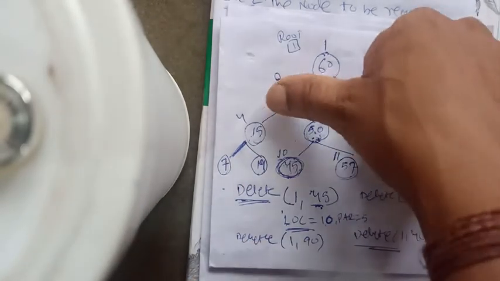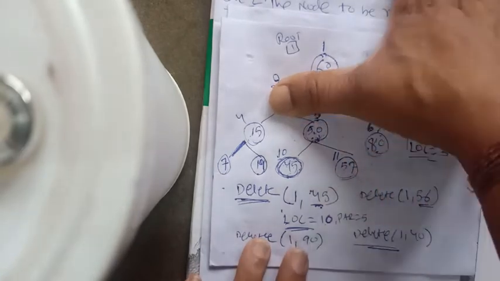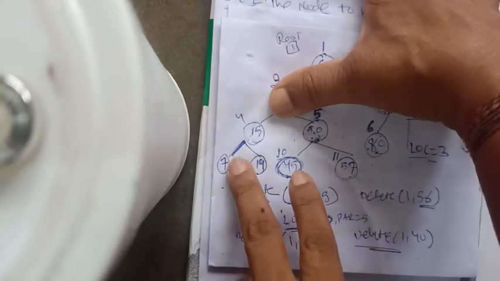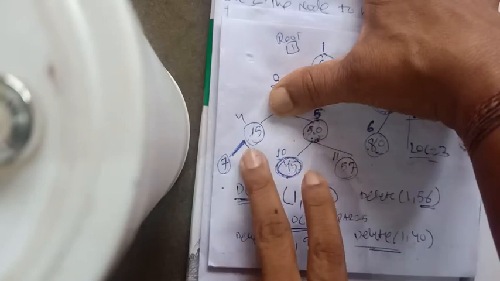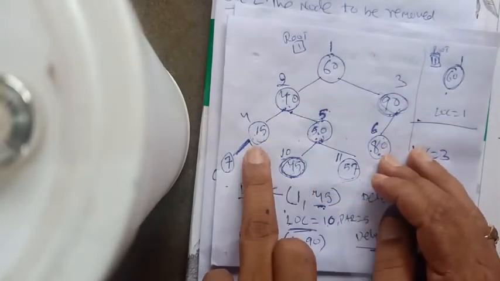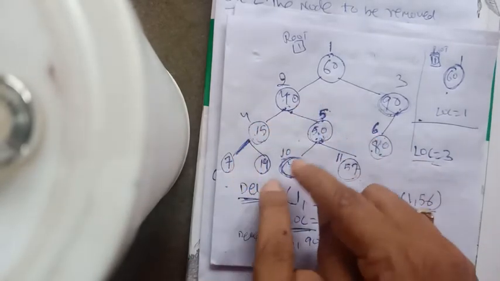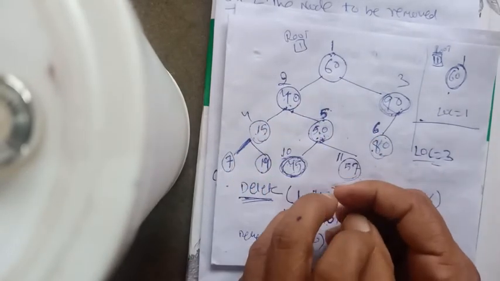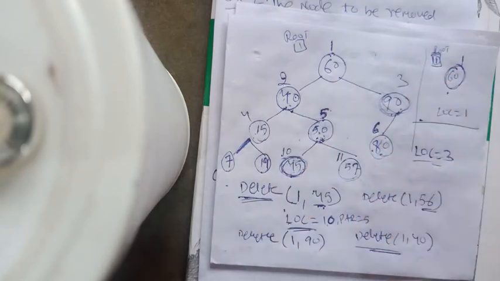Because if we remove 40, then we have two subtrees of 40. One is the left subtree of 40, another one is the right subtree of 40. Out of these two subtrees, one must be connected, so we need some kind of adjustment. So this is very critical.